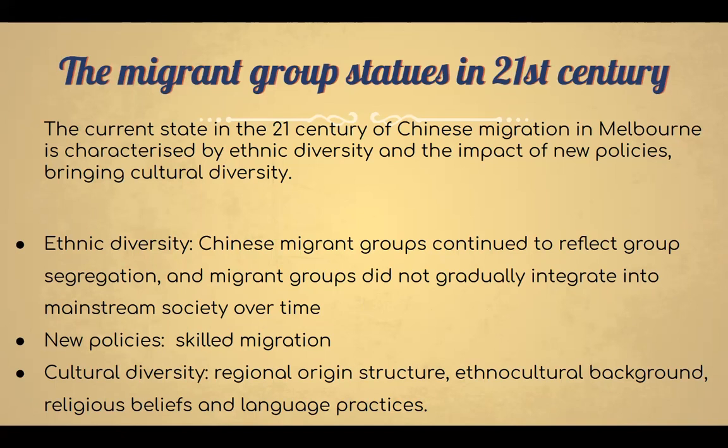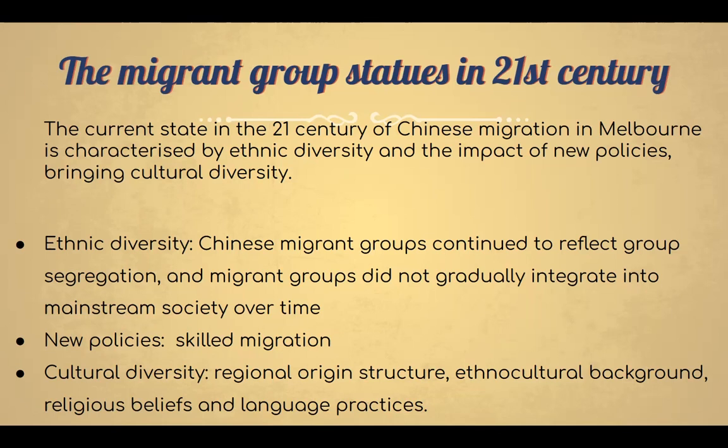The current state in the 21st century of Chinese migration is characterized by ethnic diversity and the impact of new policies, bringing cultural diversity. Treasury et al. investigated the temporal and geographical differences in the residents' choice of Chinese migrant groups at different stages of migration. Until 2011, the residence patterns of Chinese migrant groups continued to reflect group segregation, and migrant groups did not gradually integrate into mainstream society over time, exhibiting ethnic diversity.